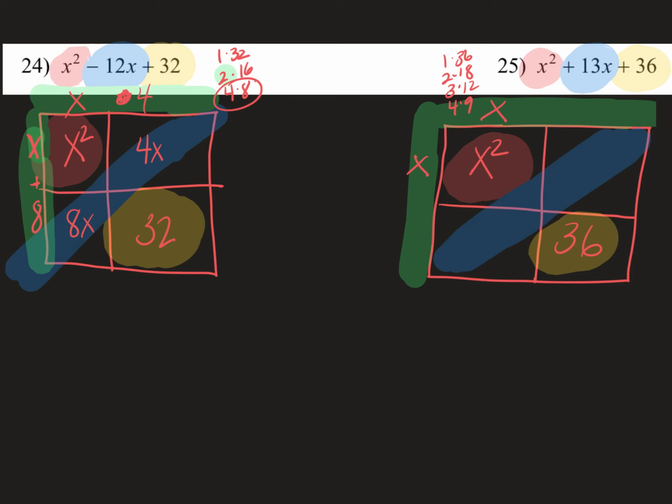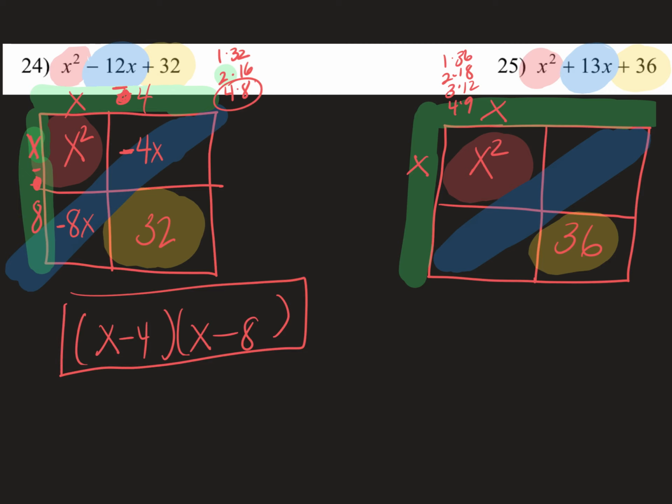No, so I need to make both of these a negative, because negative 4 times negative 8 will give me a positive 32. Then negative 4 times x is negative 4x. Negative x times negative 8 will give me negative 8x. And negative 4x plus negative 8x is negative 12x. So it's a product of x minus 4 times x minus 8. That's what works.